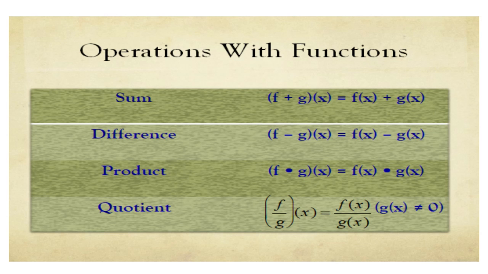Operation with functions. Sum f plus g of x equal f of x plus g of x. Difference f minus g of x, f of x minus g of x. Product f times g of x equal f of x times g of x. Quotient f divided by g of x equal f of x over g of x, provided g of x not equal to 0. These are new functions which we obtain by applying the usual arithmetic operation to two functions f of x and g of x.